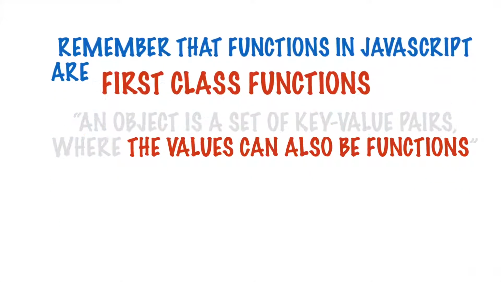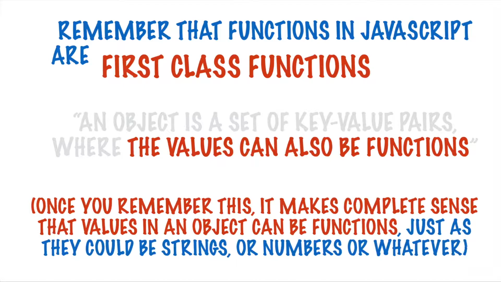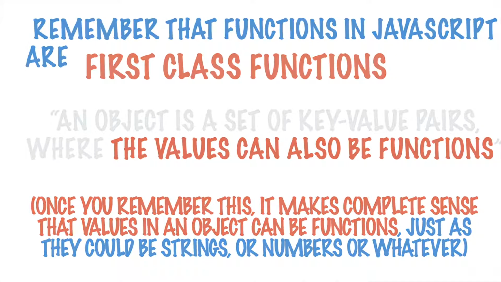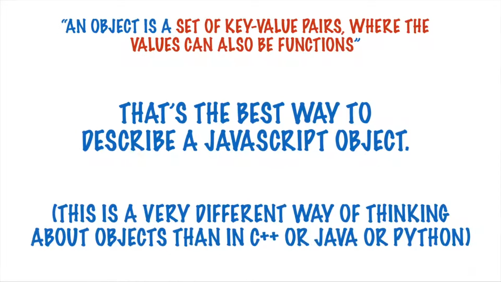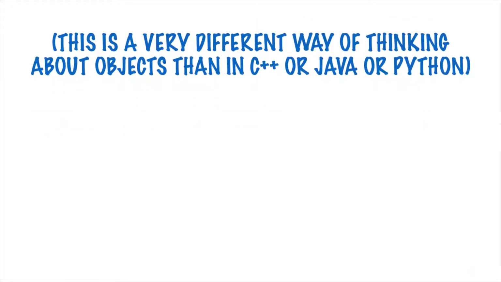Once you internalize the concept of functions in JavaScript being first-class functions, a lot of things start to make much more sense. It makes complete sense that values in an object can be functions, just like numbers, strings, or any other first-class citizens. Let's summarize what we've learned so far. We've seen that an object in JavaScript is a set of key value pairs where values can also be functions. This is the best way to describe a JavaScript object, and it's completely different from the way C++ or Java or Python objects are defined.